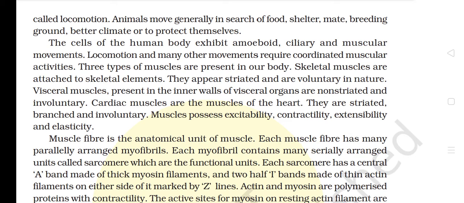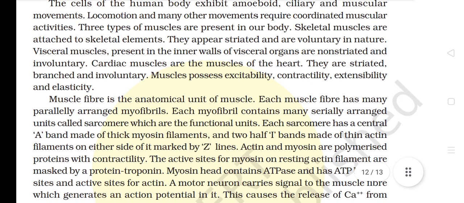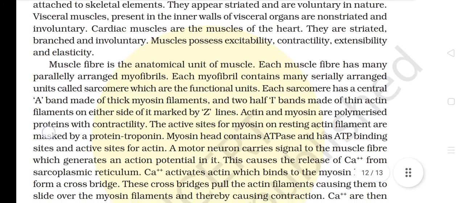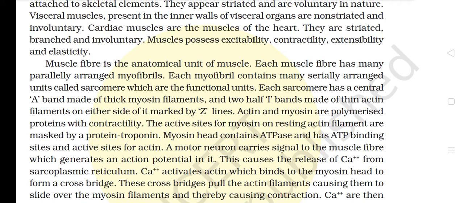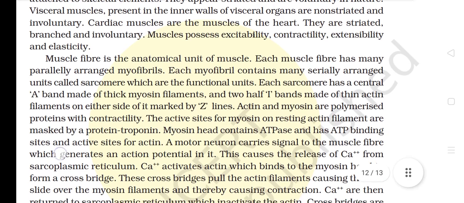Locomotion and many other movements require coordinated muscular activities. Three types of muscles are present in our body. Skeletal muscles are attached to skeletal elements. They appear striated and are voluntary in nature. Visceral muscles present in the inner walls of visceral organs are non-striated and involuntary. Cardiac muscles are the muscles of the heart. They are striated, branched, and involuntary. Muscles possess excitability, contractility, extensibility, and elasticity.